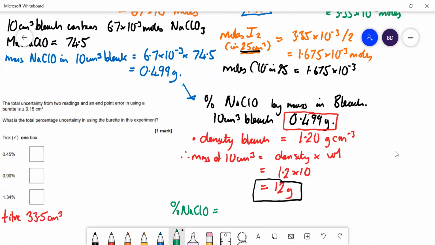is equal to the mass. We've got 0.499 of sodium chlorate divided by the mass of the bleach, which is 12, multiply the whole lot by 100, and we get a percentage of 4.16. Okay, and that is our final answer.